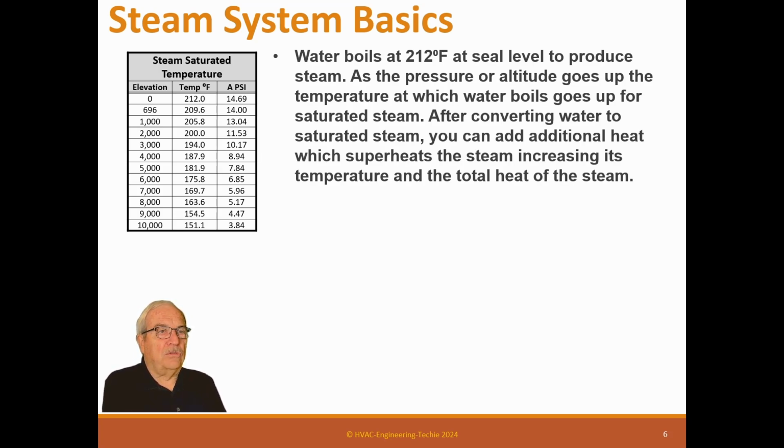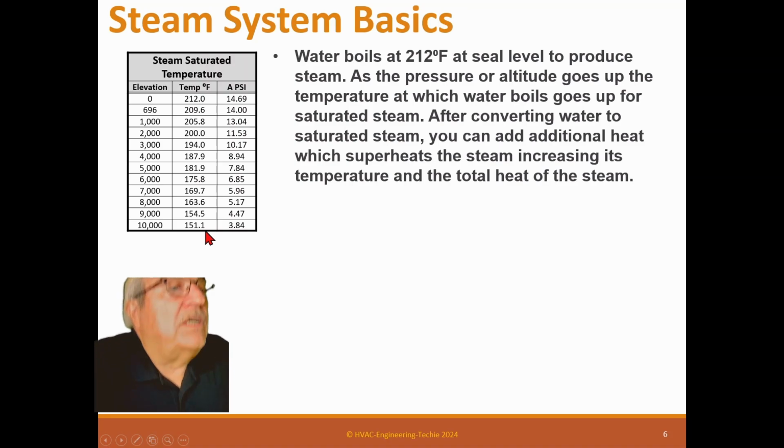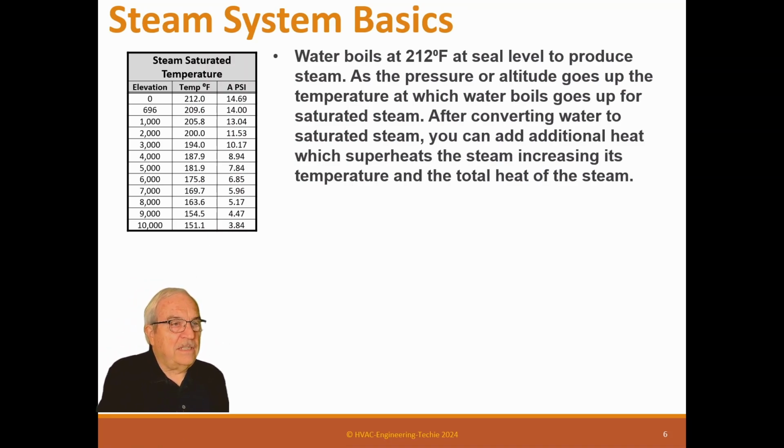As the pressure or altitude goes up, the temperature at which water boils goes up for saturated steam. After converting water to saturated steam, you can add additional heat, which superheats the steam, increasing its temperature and the total heat of the steam. Now, not to be confused by this, but as you change altitude, the actual temperature of steam goes down. So in other words, at sea level it takes 212, but at 10,000 feet it only takes 151, I'm sorry. So it takes a lot less heat as you go up because of the pressure. The pressure is much lower up there.